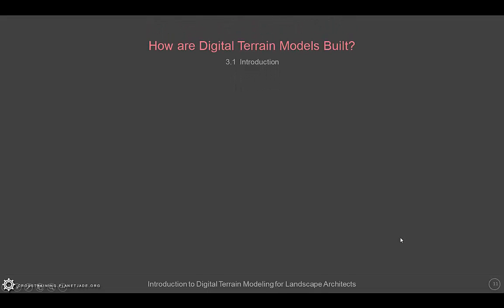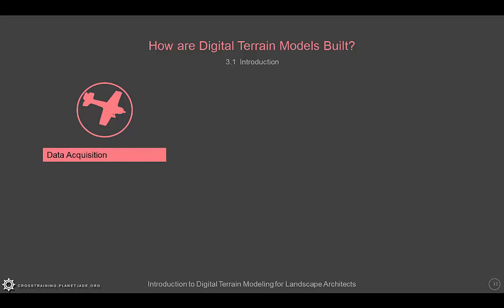So you're probably wondering, how are these digital terrain models built? Well, the first step involves the acquisition of data, processing of that raw data into useful information, and then representation. So, acquisition of terrain data. This is where the surface information is collected.